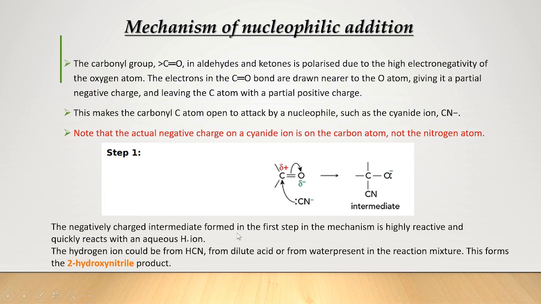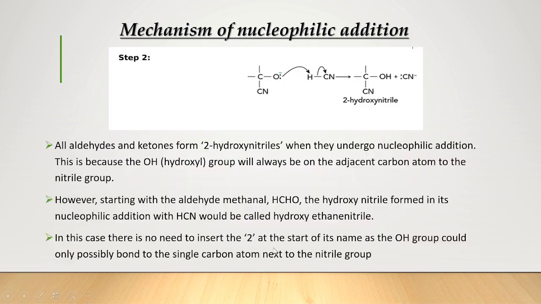The negatively charged intermediate formed in the first step of the mechanism is highly reactive and quickly reacts with aqueous H plus ions. The hydrogen ion could be from the HCN, from dilute acid, or from water present in the reaction mixture. This forms the 2-hydroxynitrile product, as you can see in step 2. So this O reacts with this one. So we have OH here, we have CN here, we have C, and this CN is regenerated.